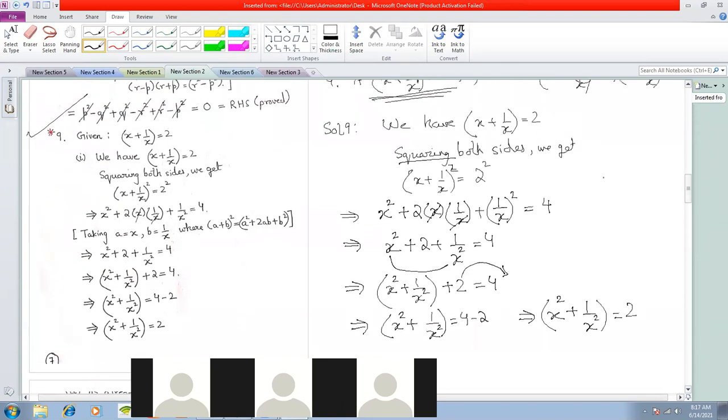So see what I have done here. I have squared both sides. The power of x here was 1. Now I have moved to the power 2, right? And what have I done to move from power 1 to power 2? I have squared both sides.